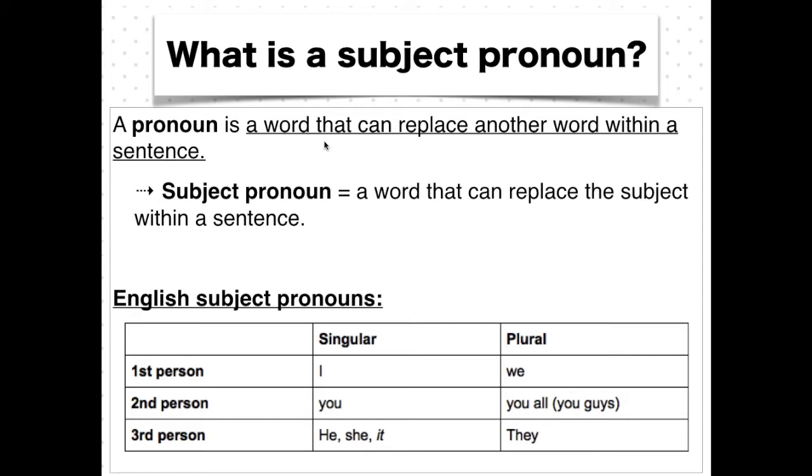Now our next big term is subject pronoun. If we know that a pronoun is a word that can replace another word within a sentence, we can figure out that a subject pronoun is a word that replaces the subject within a sentence. Now I did provide the chart of English subject pronouns, but I'm not going to get too much into that. But sometimes it does help to compare these things. So I would encourage you guys just to take a quick look at this chart.